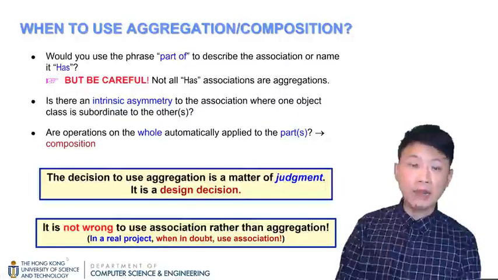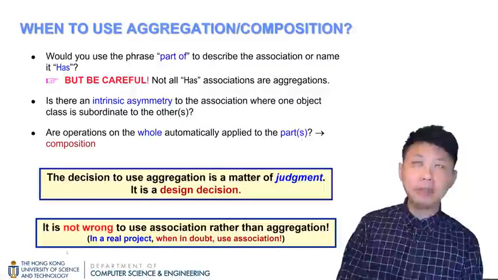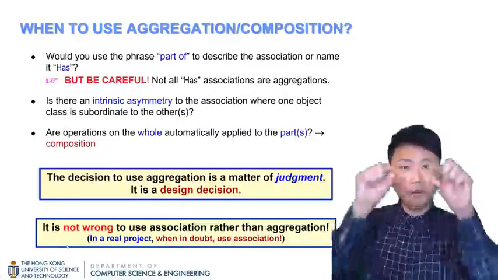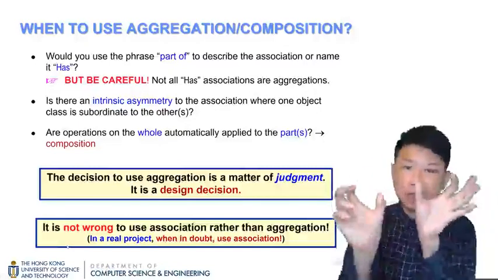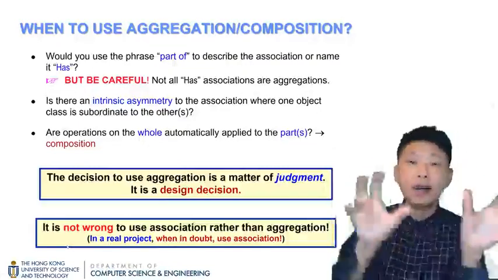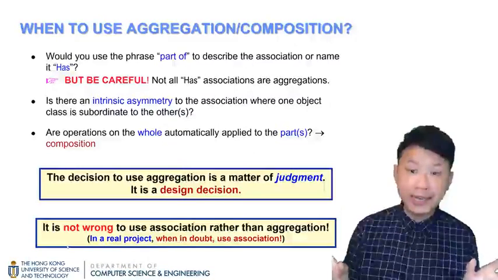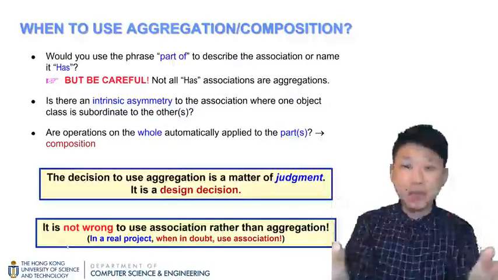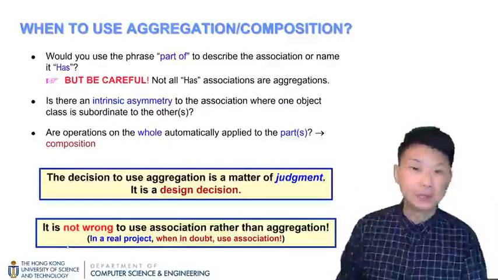Okay, if you're using aggregation, you provide more meaning in your diagram, because whenever we see a diamond, we know that something is going to be part of something. You provide more semantics in your diagram. But it's not wrong to simply use an association between two things to replace aggregation or composition.